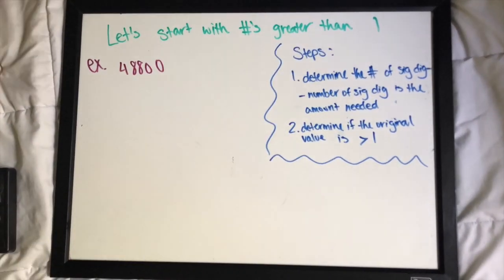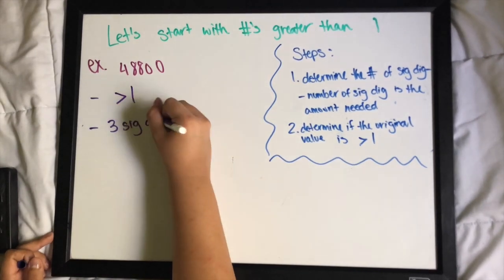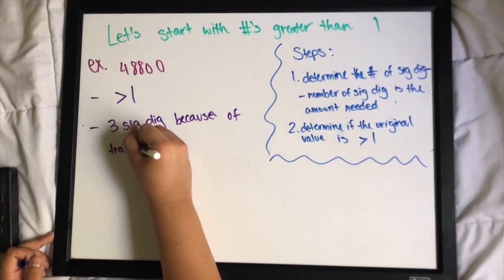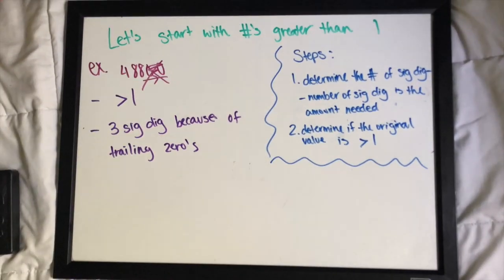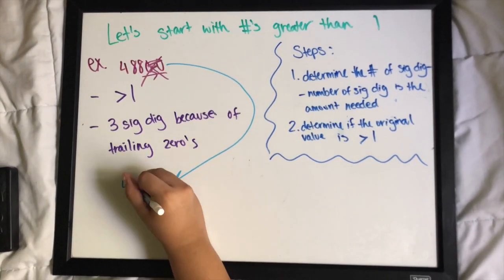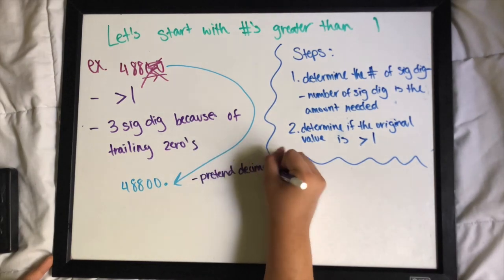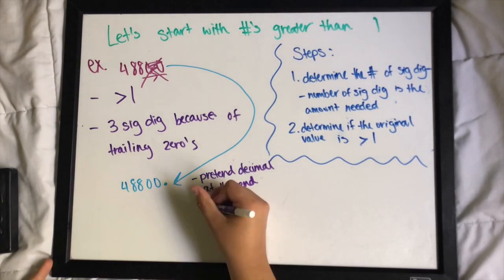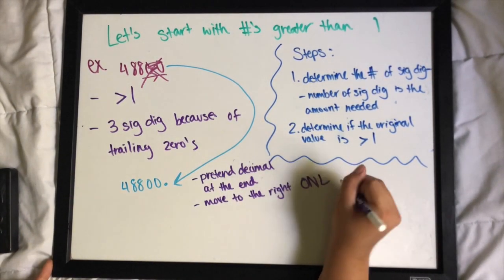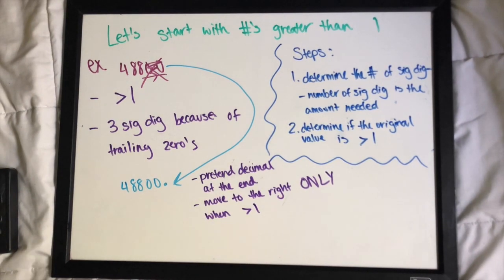So here we have an example. We need to see if it's greater than 1, which it is. It has 3 significant digits because the trailing zeros never count. We're going to put an imaginary decimal at the end of the number, and we're going to move that decimal to the right.